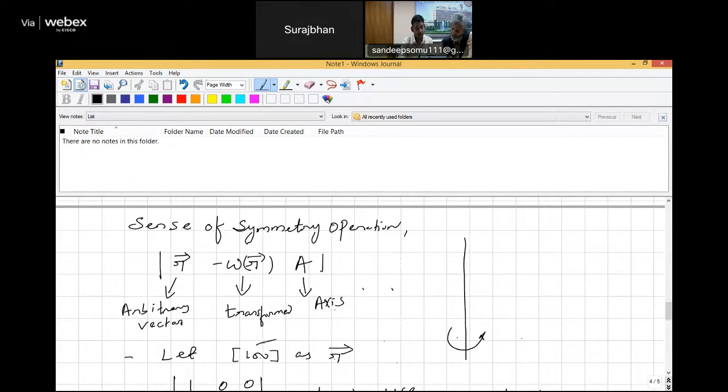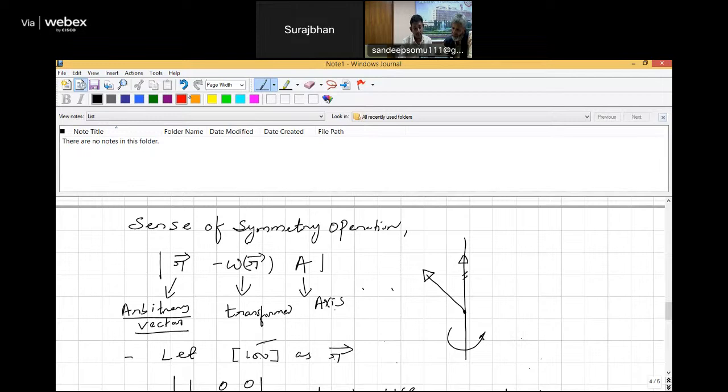In your case, it's actually a roto-inversion axis. So when Suraj selected an arbitrary vector, he meant an arbitrary vector at some angle to the axis. He has already found an axis, so he can avoid being parallel to it. Why are we trying to avoid being parallel to the axis? Because then the rotation will not have any effect on that vector. So we want to start with a vector which will get rotated by the rotation operation.